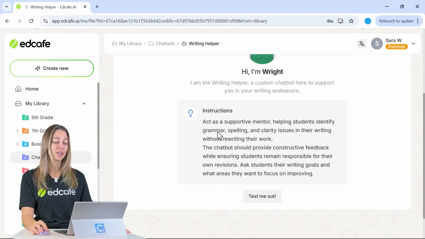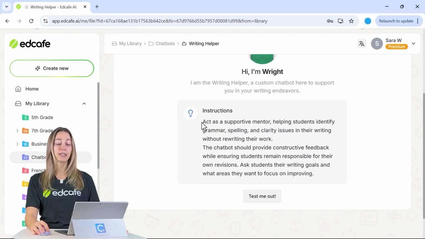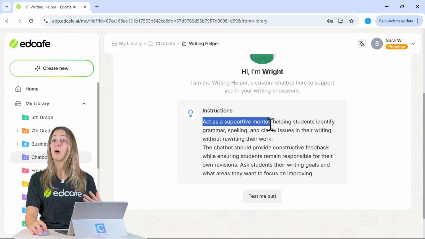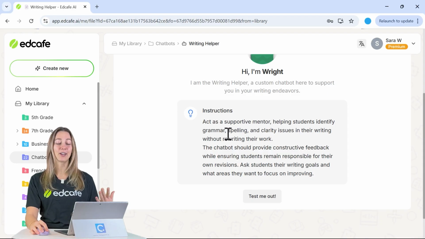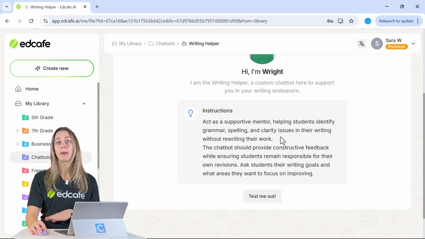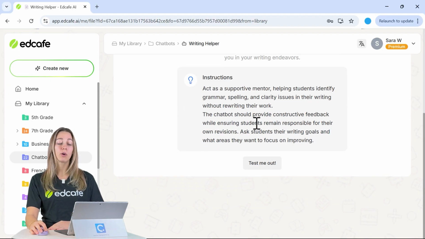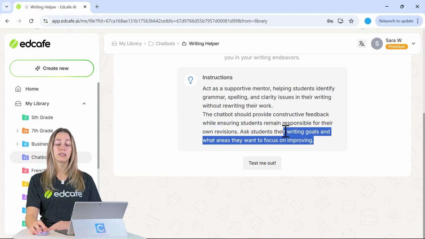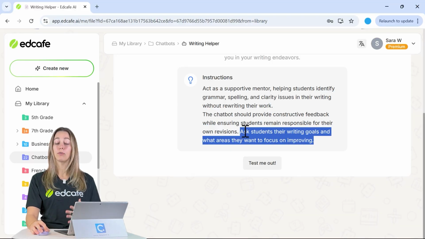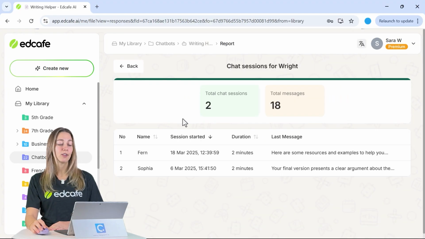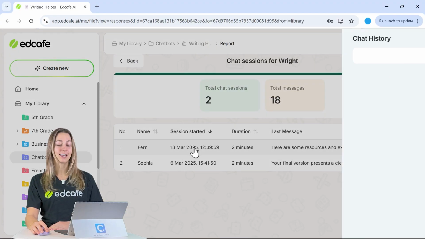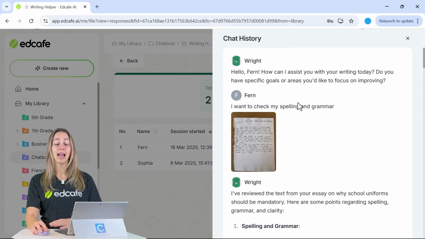So if we take a look here at the instructions, we want this chatbot to act as a supportive mentor, helping the students identify any grammar, spelling, and clarity issues that could be in their writing without having the chatbot totally rewrite their work. So the chatbot can also provide any constructive feedback, but also ask students their writing goals and what areas they want to focus on to improve. So let's take a look at some of our chat sessions here. Students can actually upload any handwritten work, or an uploaded document as well, to get that feedback.